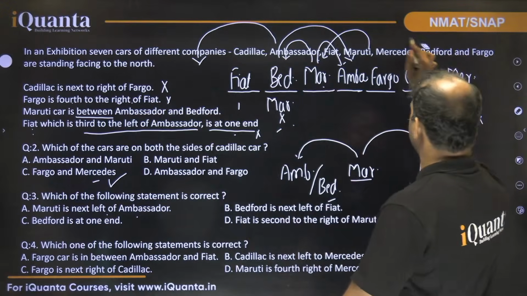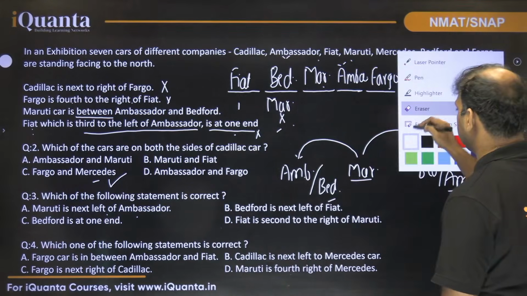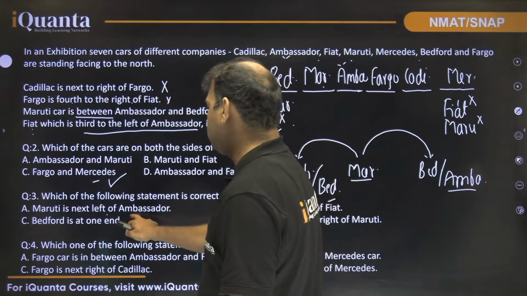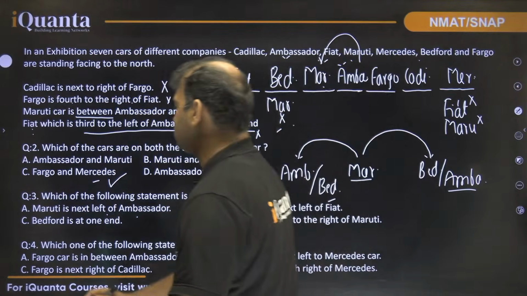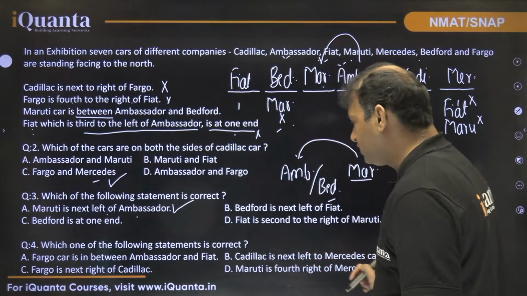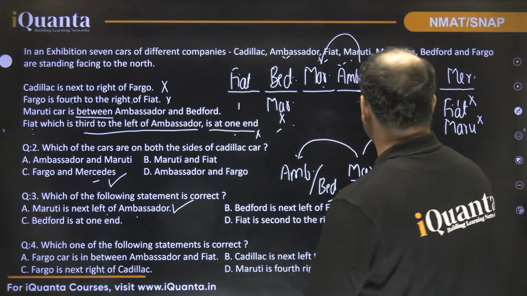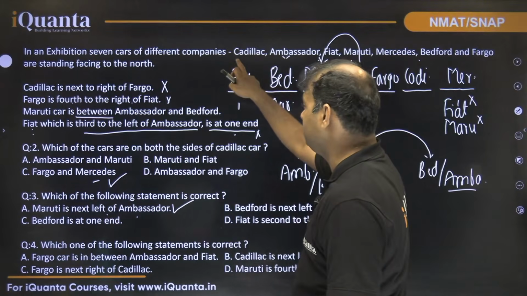Let me erase a few things, right, so that we can easily read the arrangement to answer the questions. They are saying that Maruti is next left of Ambassador. This is actually correct. So this statement is correct. If you want, you can read the other statements as well quickly. Bedford is next left of Fiat. Bedford is immediate left of Fiat.